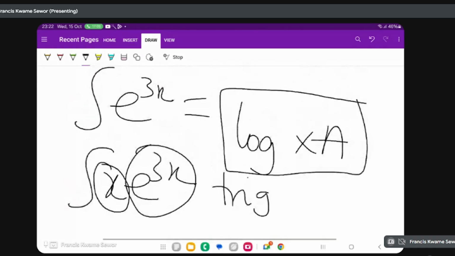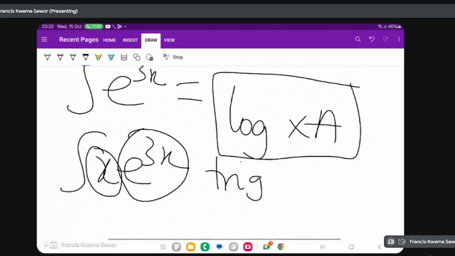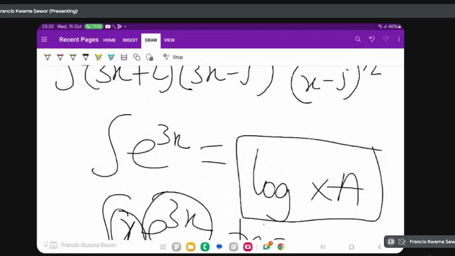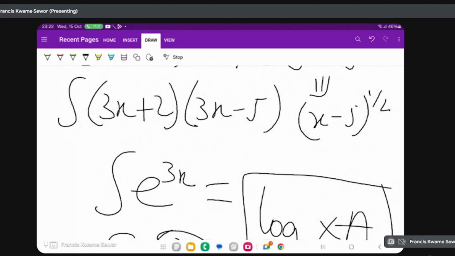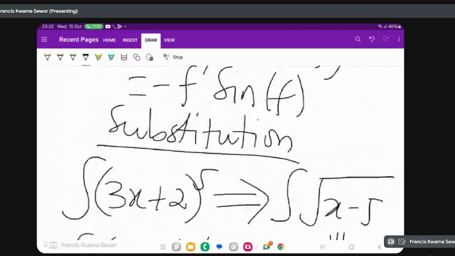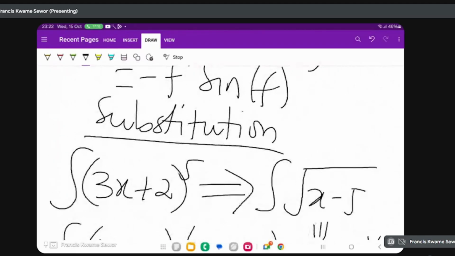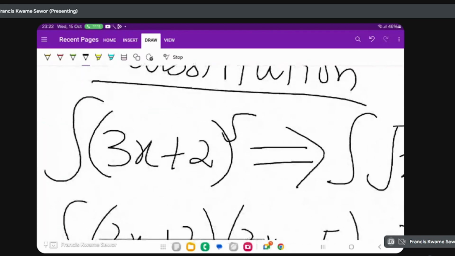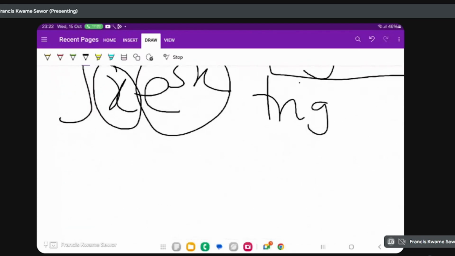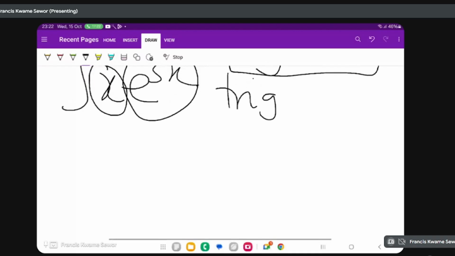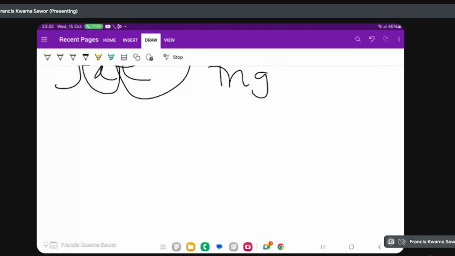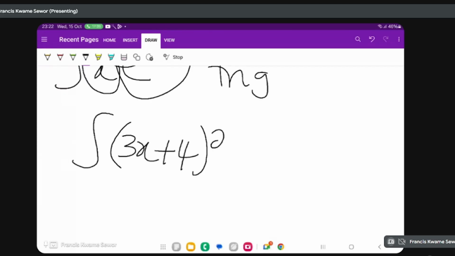But how do I know that I need to do substitution? Because they all look the same. So what you need to do is, let me start with the first example. First example, I think I need to clean some stuff, or let me just continue. So let's work with a simple example. Let's say I'm integrating (3x plus 4) all to the power 2 dx.